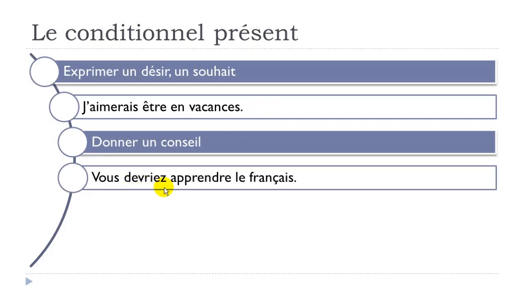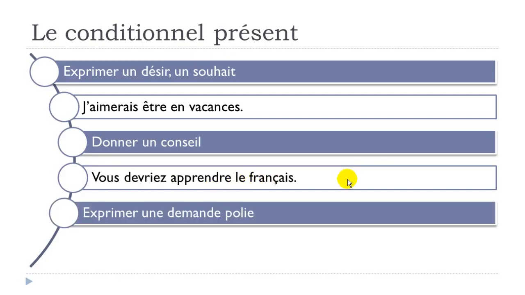Second use will be if you want to donner un conseil, to give advice. Vous devriez apprendre le français. Devoir, to have to, but in that case when you say vous devriez, you should. That would be the more correct translation. Vous devriez apprendre, apprendre is to learn, le français, French.